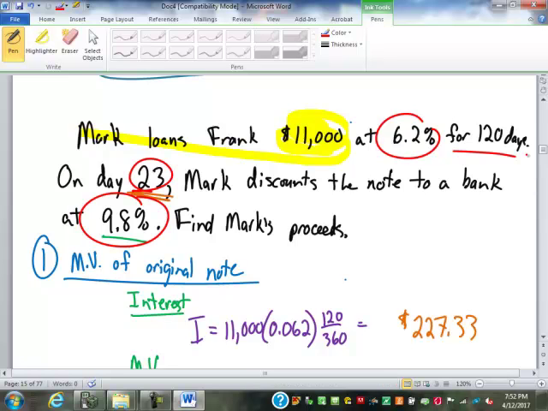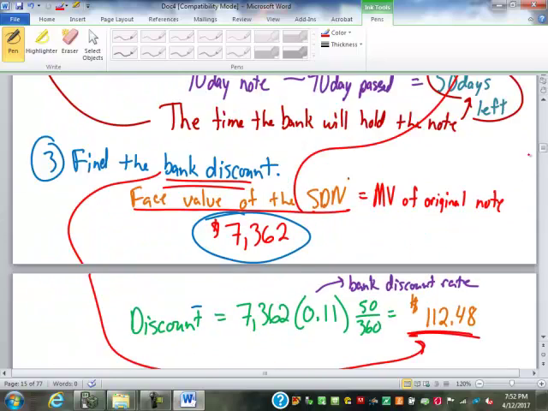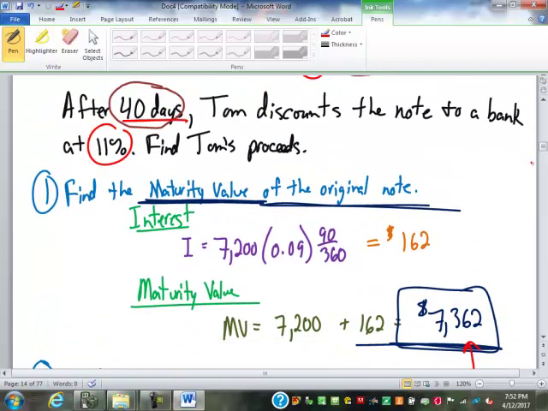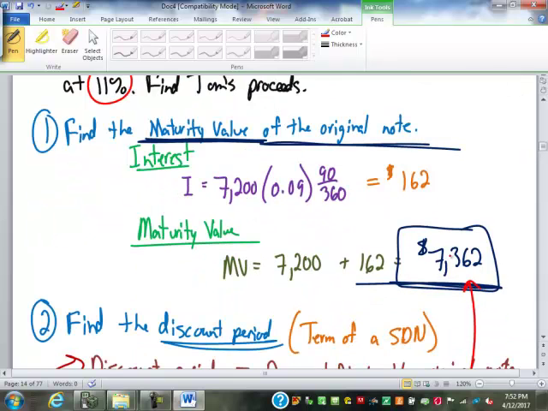On the first one, why would you get more than what? Well, because the bank still gives credit for the interest that's going to be earned on that note. Remember, the original note was 7,200, but at the end of the note, they would have received $7,362 because of the interest. So the bank's basing everything off that $7,362. And the bank's discount, what they charged, was less than the interest that was going to be earned on the original note. So they still came out with more money than what they started with.